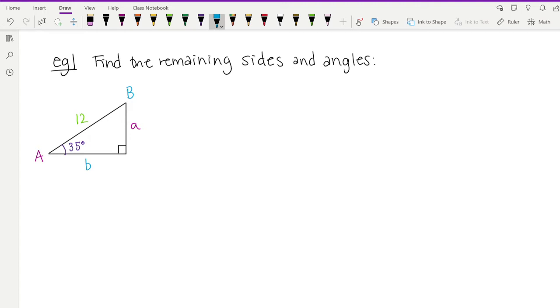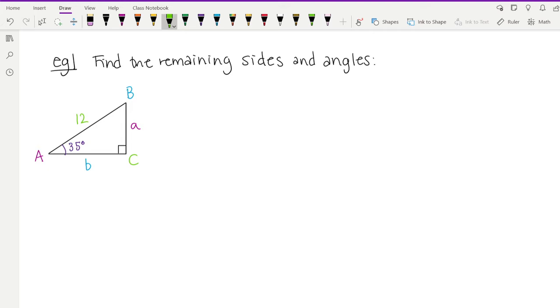So little a is across from big A, little b is across from big B, and then we can call this angle C, and so little c would be 12. Okay, so how are we going to find our remaining sides and angles?